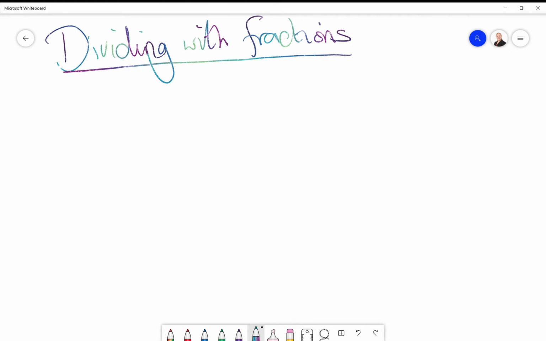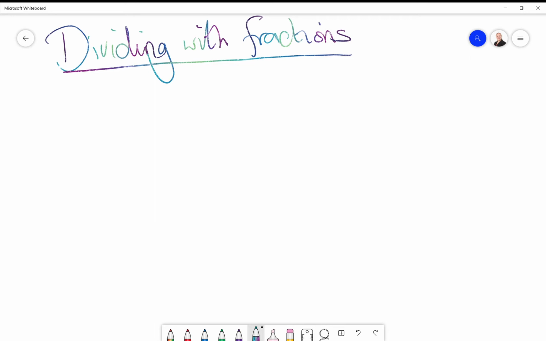So hopefully you already know how to multiply with fractions. If you don't know how to multiply with fractions, go and watch a video on multiplying by fractions. Okay? And hopefully you've gone through the PowerPoints as well, so you understand why I'm going to do what I'm doing. I'm just going through the this is how you do it kind of process. Okay, so fractions, dividing. Let's start with whole numbers involved.